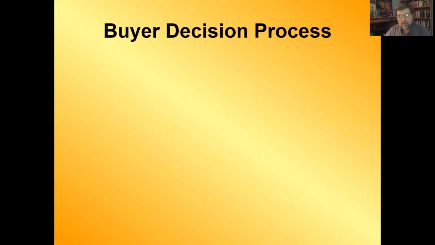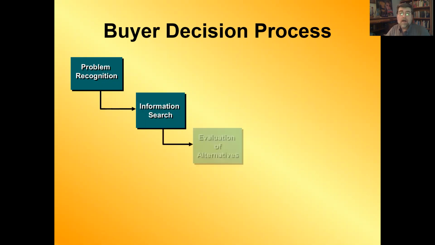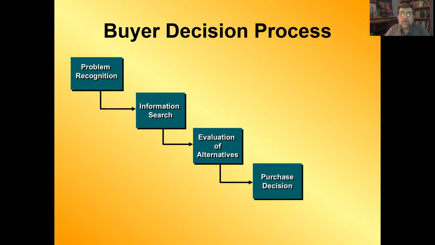The first part of this is understanding the buyer's decision process. The first step is obviously recognizing that there's a problem, and we don't necessarily think of it as a problem, but it might be some want or need. We realize we're hungry, or we feel the need for some type of product or service. Then we start to search for information about how to fulfill that need, evaluate alternatives, and ultimately make a purchase decision.